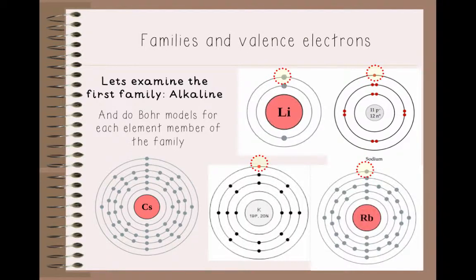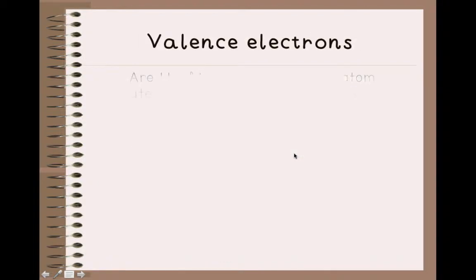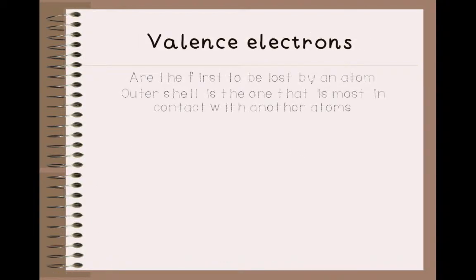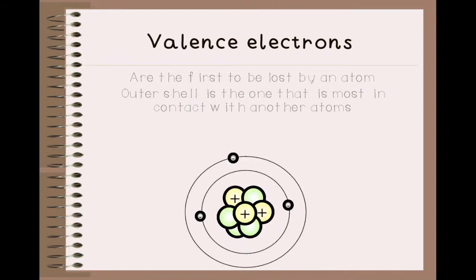Yes, you are right. The valence electrons, the outermost electrons in this family, all of them have only one valence electron in this family. And that's going to be repeated for all of the families of the periodic table. So the valence electrons will be the first to be lost by an atom, because the outer shell is the one that is most in contact with other atoms.